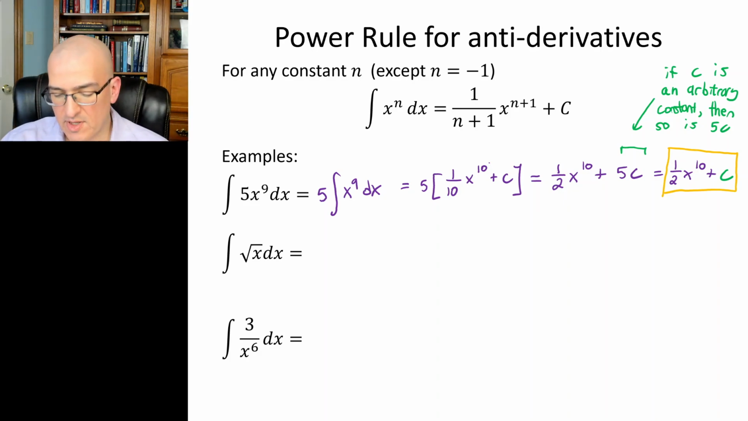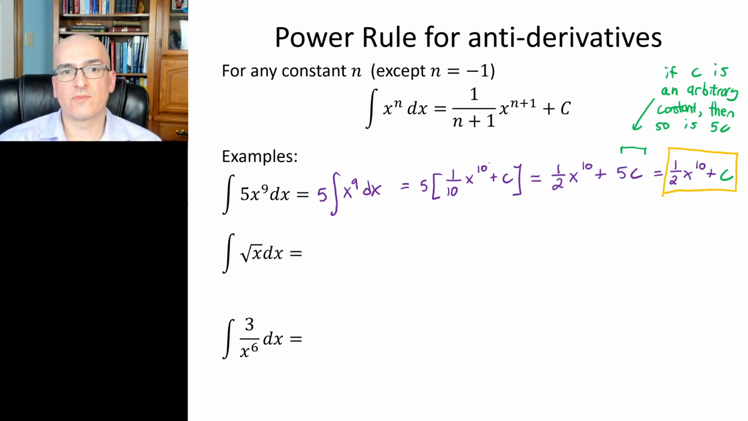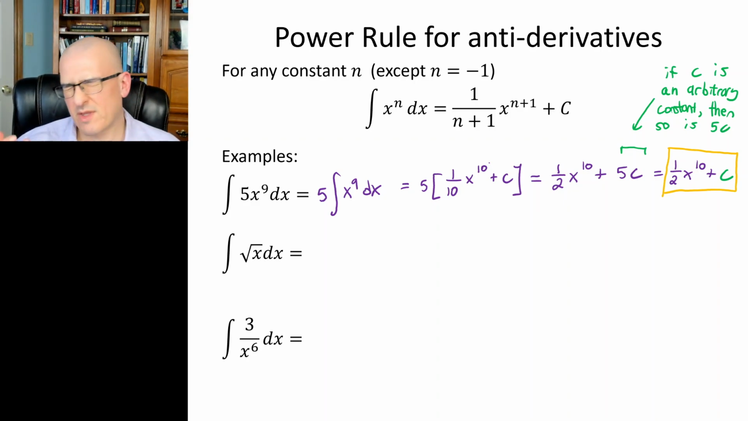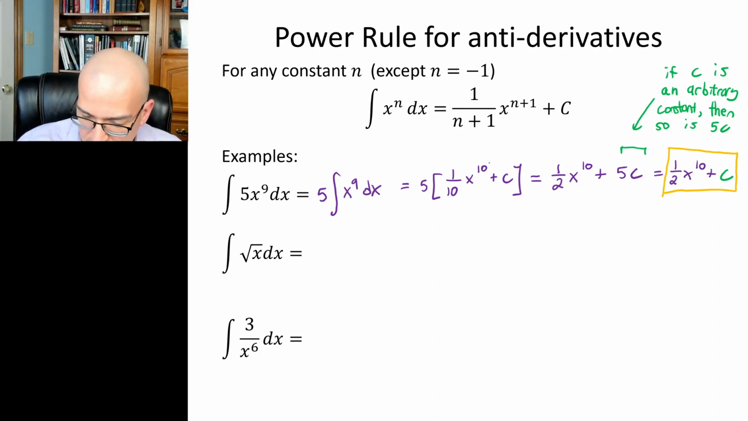Okay, next example. How are we supposed to use the power rule here, or the anti-power rule, when there's no power? Well, the same thing we do with a derivative of a square root function. We convert the root into a power. So we have the antiderivative of x to the power of 1/2 dx.